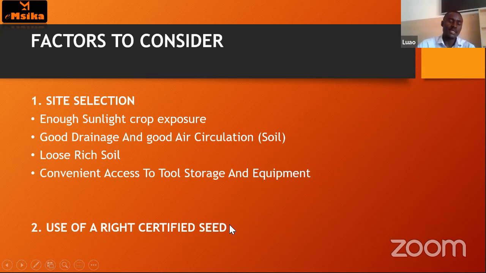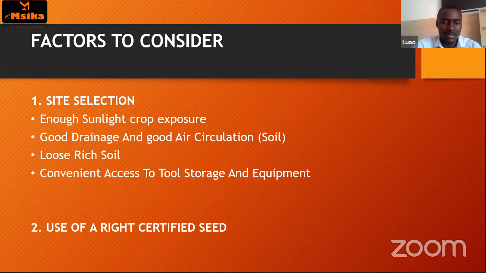Then the second point after site selection is the use of the right certified seed. There are a lot of seeds on the market, and it's very painful for a farmer to start planting a crop which is not certified. You just buy it from anywhere in the market. It's got no name, no expiry date, no information on the yield, the potential yields, no information on the resistance or the properties of that seed. So use of the right seed is very important.